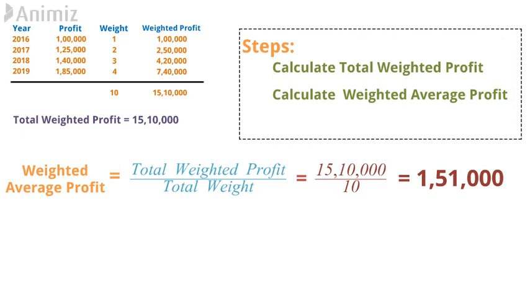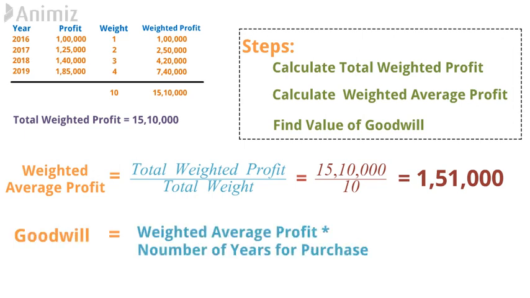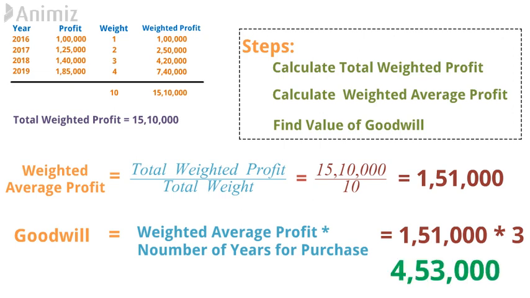And the last step is to find the value of goodwill, which is similar to the average profit method. That goodwill is weighted average profit into number of years of purchase. Suppose that we are purchasing the value of goodwill at 3 years' weighted average profit. So 1,51,000 into 3, and we will get 4,53,000 as the amount of goodwill.